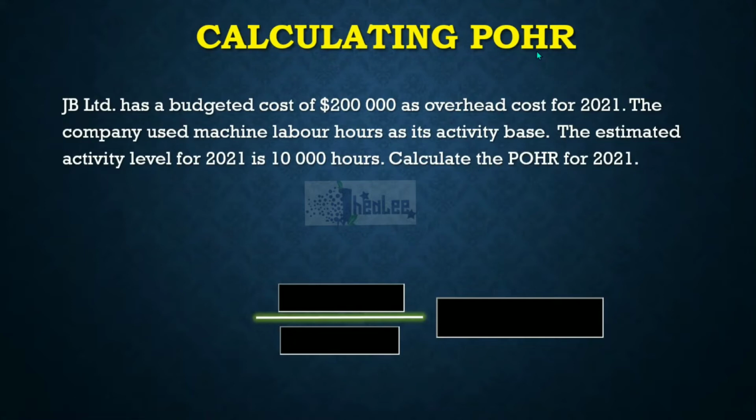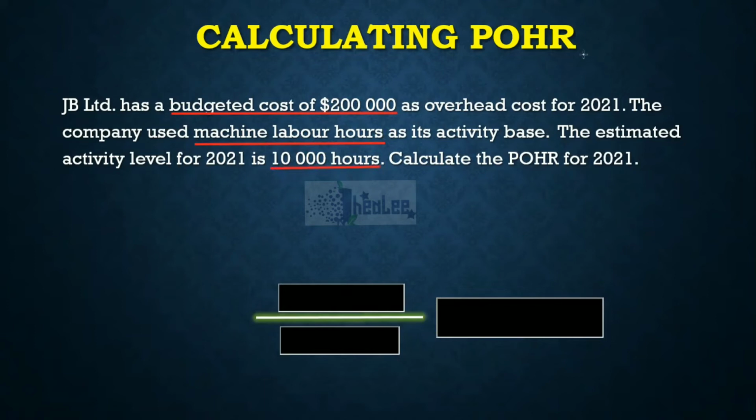Let us highlight the variables that we have in this example. So the budgeted overhead cost is $200,000. The business used machine labor hours as its activity base, so they use that to apportion the cost to the cost object. And the number of hours that we're seeing is 10,000 hours for the period.